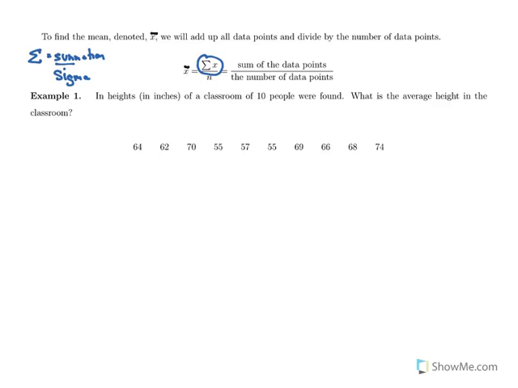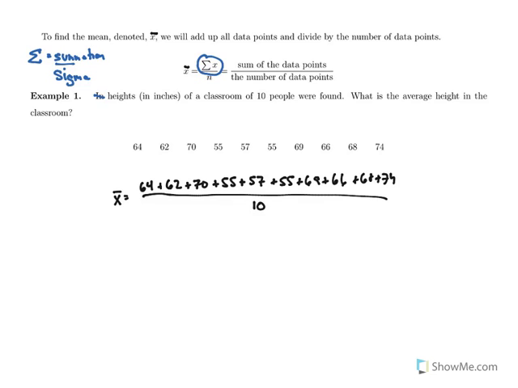So a quick example. The heights in inches of a classroom of 10 people were found. What is the average height in the classroom? So we're given 10 different people, 10 different heights in inches. We want to find the average. So our average x bar is going to be adding all of these together: 64 plus 62 plus 70 plus 55 plus 57 plus 55 plus 69 plus 66 plus 68 plus 74. We're dividing by how many we have, which is 10.